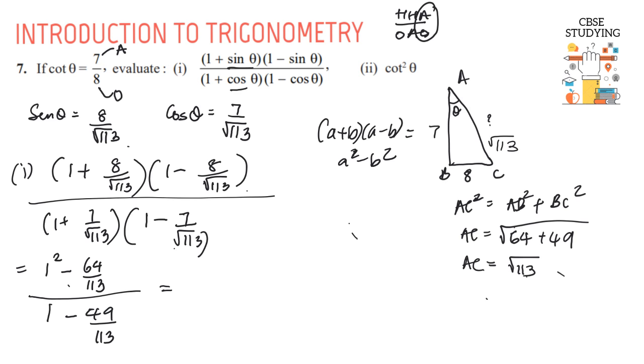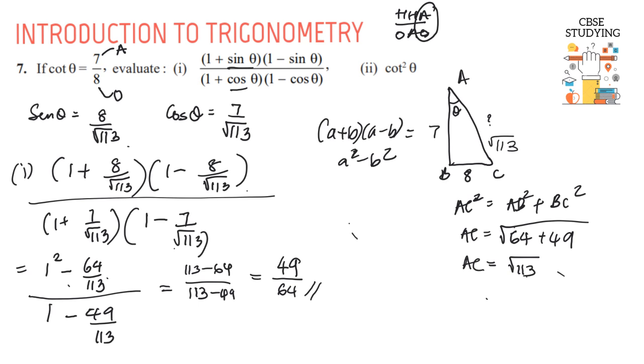What do we have to do? We have to simplify this now. So 113 minus 64 divided by 113 minus 49. Now where did the other 113 go? When you take the denominator common, it's going to get cancelled out. So 113 minus 64 becomes equal to 49, and 113 minus 49 is going to be equal to 64. So that's the answer for your first question.